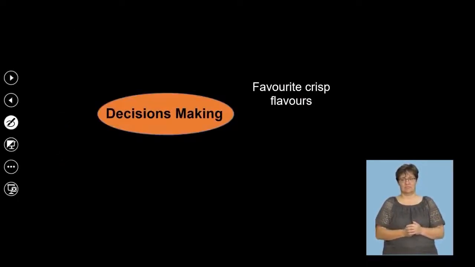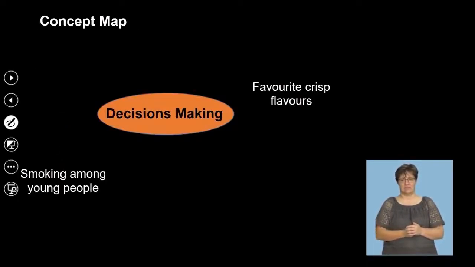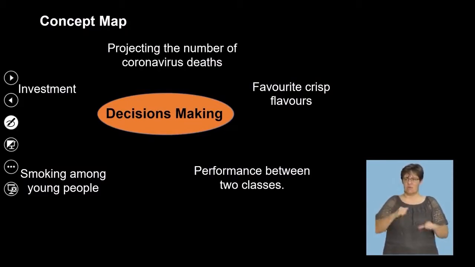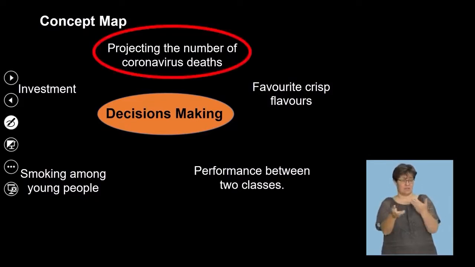So let's start. We said we'll look at the favorite crisp flavors, smoking among young people, investments, performance between classes, and the projection, the number of coronavirus deaths. Let's look at that.